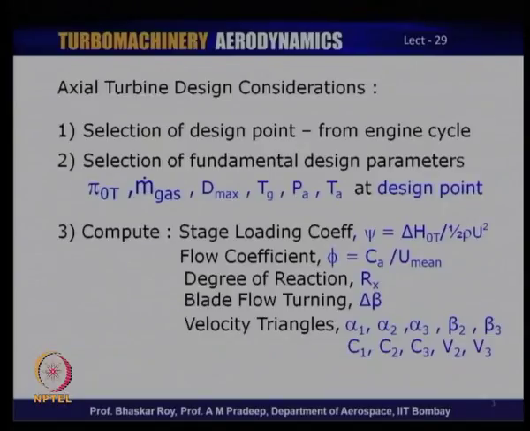Now, these starting parameters are given in number 2. One of the things you would need to have, of course, at the design point is the turbine pressure ratio or pressure drop across the turbine. Then you need to have the mass flow through the turbine, which is given as m dot gas, and then of course, the maximum diameter that is permissible, and this is indeed crucial if you are having to design for a military engine, where the maximum diameter is definitely restricted by the size of the aircraft itself.